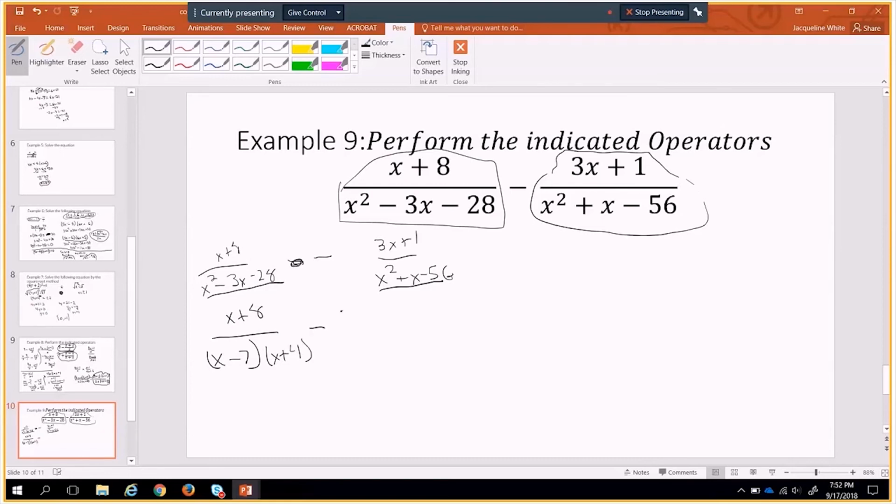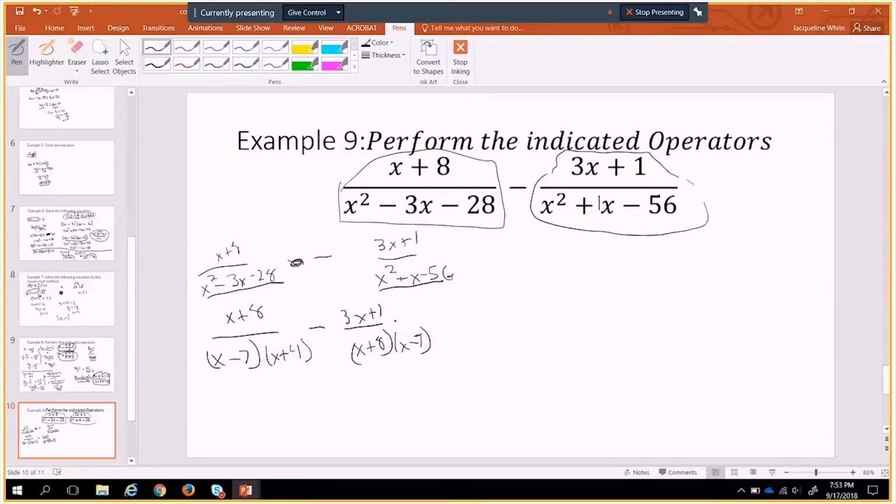Subtracting 3x plus 1. And now for this guy, factors of 56 that are going to add or subtract to 1, because remember, this is basically a 1 in front of the x. If we think about it for a little bit again, it's going to be 8 and 7. We want that 8 to be positive and that 7 to be negative, because 8 minus 7 is going to give you that 1 right there. So it's going to be x plus 8 times x minus 7.